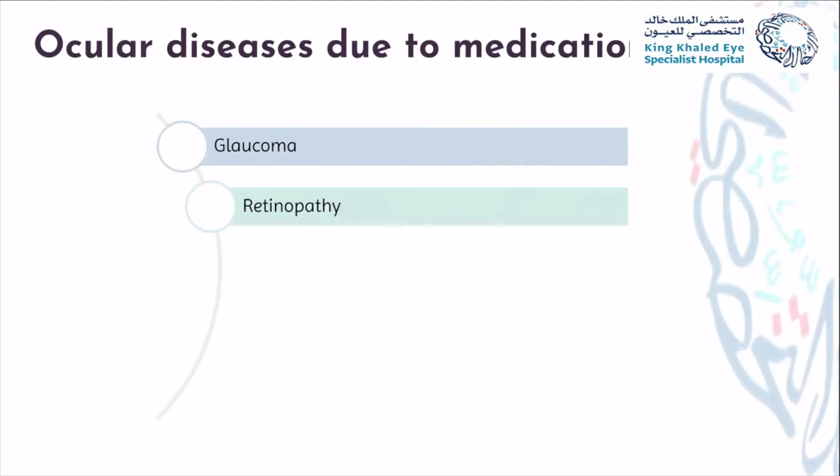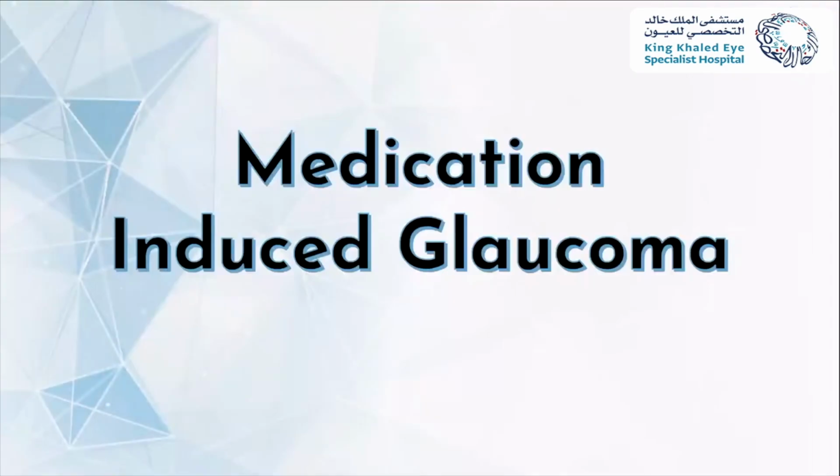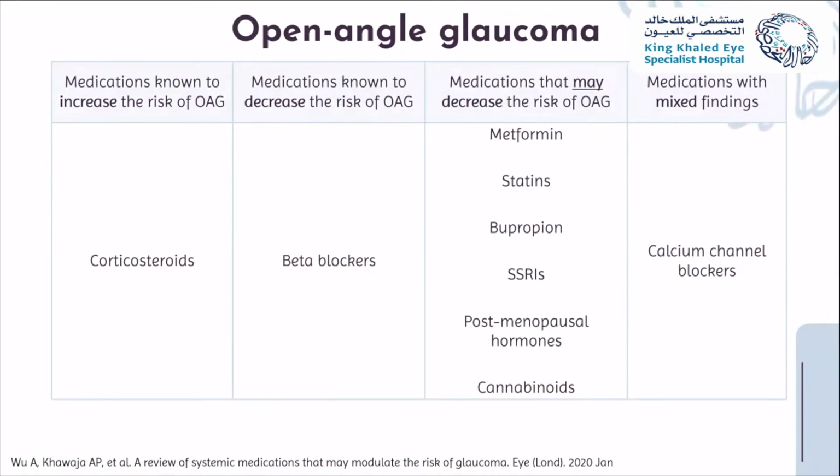So let's start with medication-induced glaucoma. This is a list of the medications that have an effect on open-angle glaucoma. As you all know, corticosteroids may increase the risk of open-angle glaucoma, but beta blockers may be used for treatment or to decrease open-angle glaucoma. There are some medications that may decrease the risk of open-angle glaucoma, but the literature for those medications is minor, and we need more investigation. I will talk about some of them in the next slide.